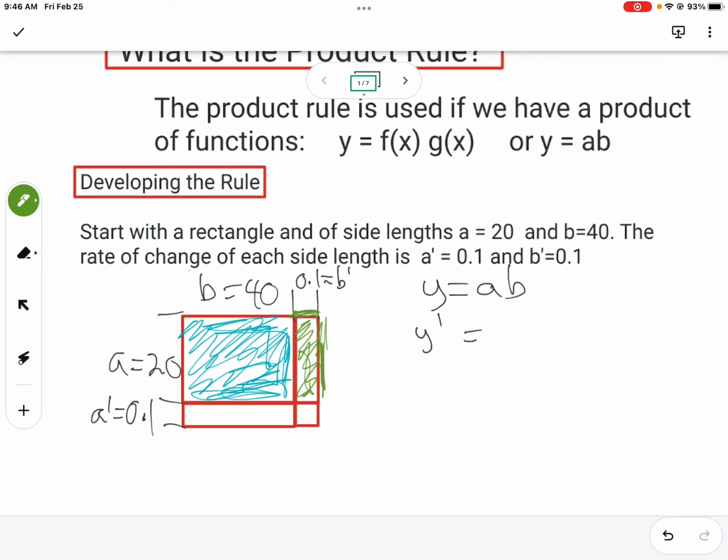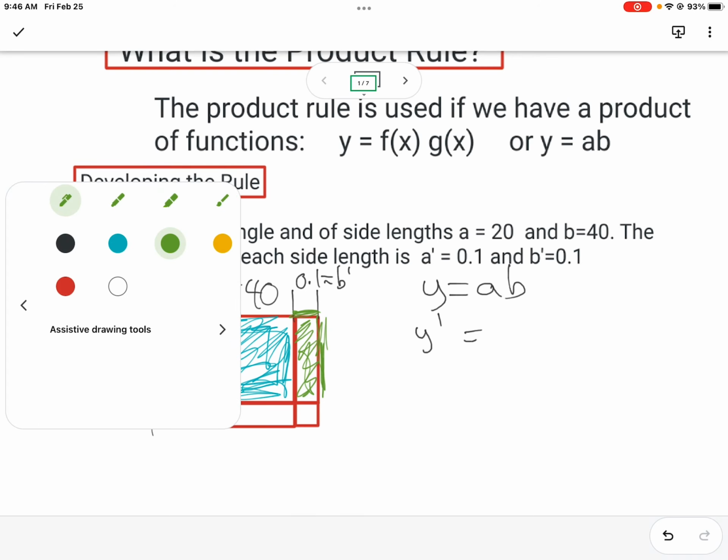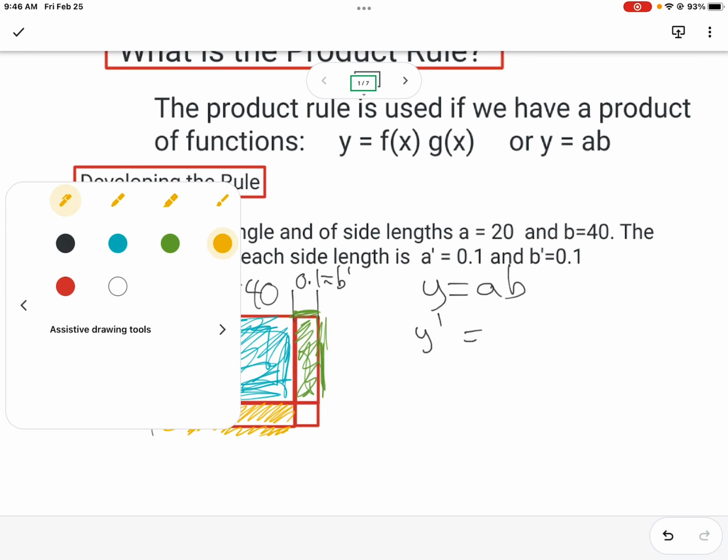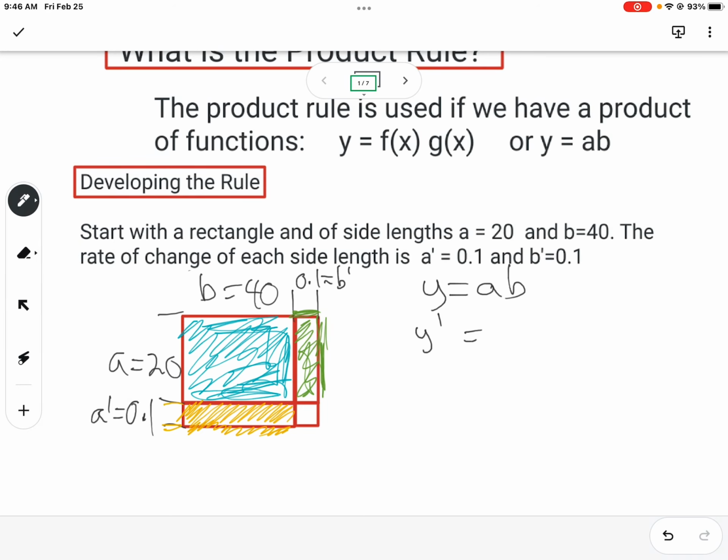Okay, so, and what about, let's look at the other ones while we're at it. What about this little section here? What is that section worth? Well, that is 0.1 tall and it is 40 wide. Okay. So what I'm going to do is I'm going to call these rectangles. I'll call this rectangle 1, and this is rectangle 2, and this little square is rectangle 3. They're all rectangles, and that represents the growth, right?